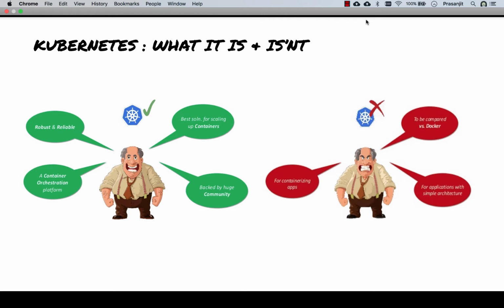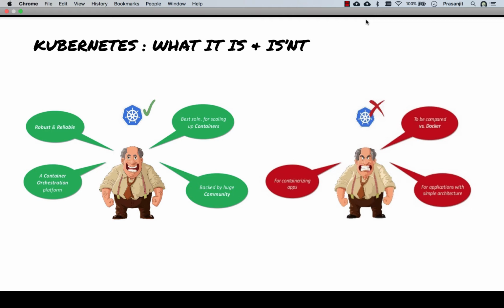And then we have another feature in Kubernetes, that it is one of the best solutions for scaling up containers. So when you need to scale up your containers, Kubernetes allows you to scale up. Kubernetes is an orchestration platform. As we discussed, it allows you to orchestrate your containers, and Kubernetes is backed by a huge community. There is a big open source community that manages Kubernetes code, and you get a lot of help from there. So this is what Kubernetes actually is.